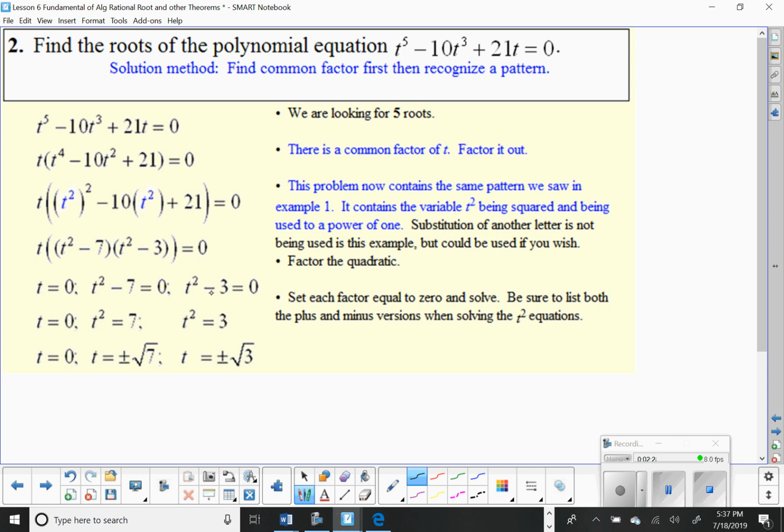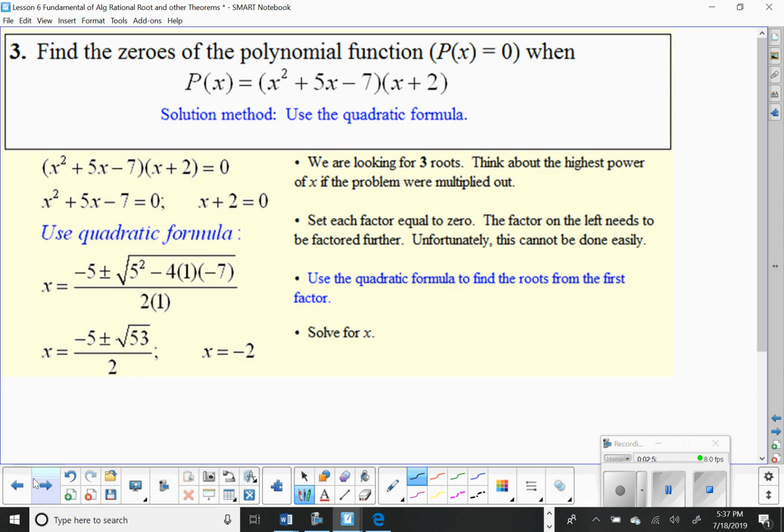We can factor that. And again, notice here, the t all by itself gives me t equals 0. The t squared winds up being plus or minus square root of 7, and the t squared minus 3 winds up being plus or minus root 3. Here we have 5. We've got 1, 2, and 2 more, or 5 solutions. So far, fairly easy, right?